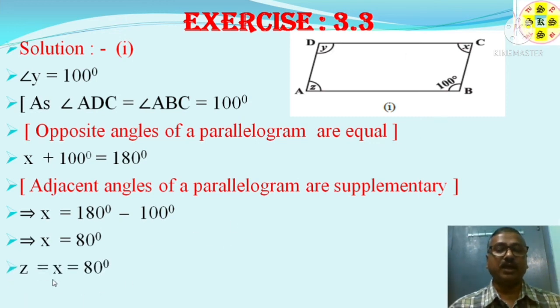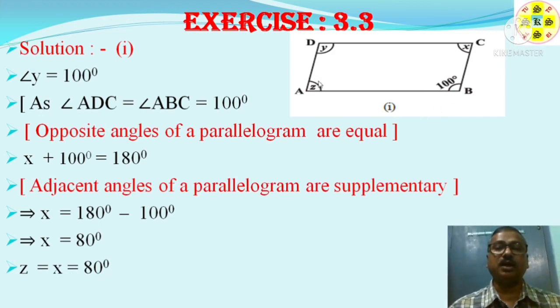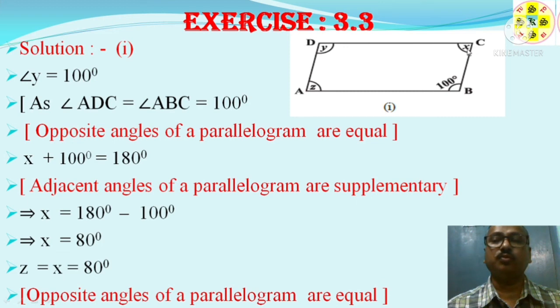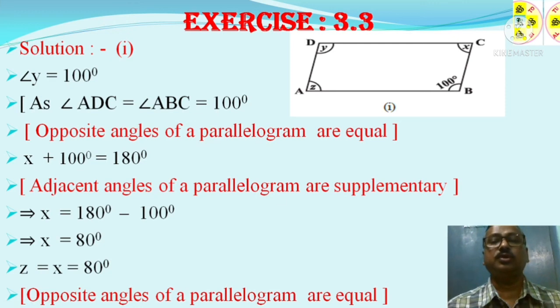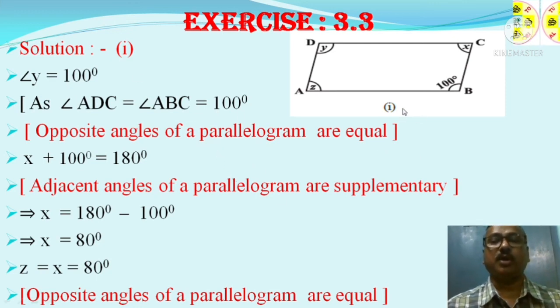Now z. Again z equal to x equal to 80 degrees. The reason is x and z are the opposite angles of a parallelogram and they are equal. So opposite angles of a parallelogram are equal. So ultimately x equal to 80, z equal to x equal to 80, and y equal to 100 degrees. So you can write all the values of x, y, z at the end of the solution. So this is question number 2, part 1.